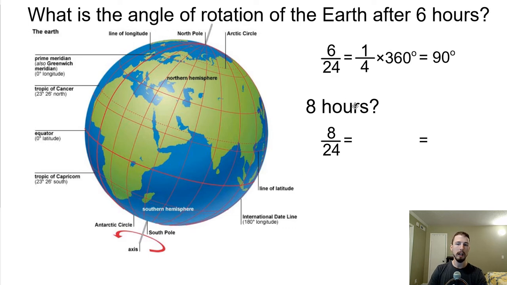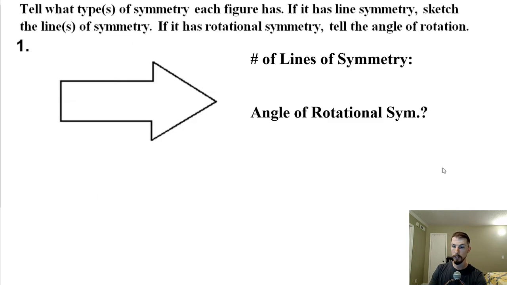What about after 8 hours? Well, 8 out of 24 is going to be a third. So a third of 360 is going to be 120 degrees. So the Earth rotates 120 degrees while you're in school. Kind of cool. Or while you're sleeping, if you get 8 hours of sleep.